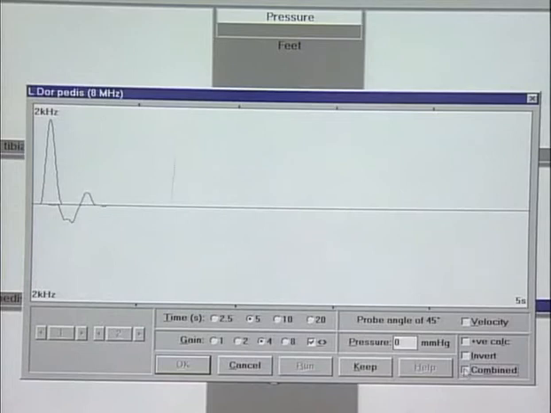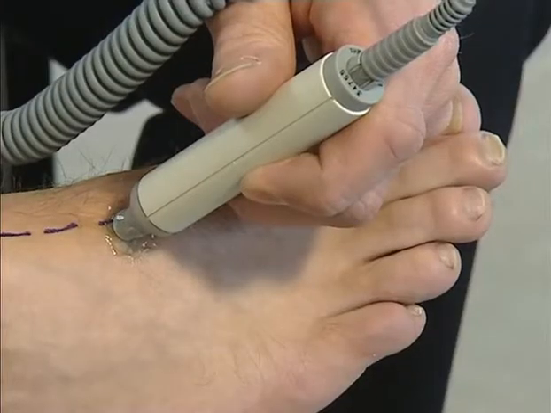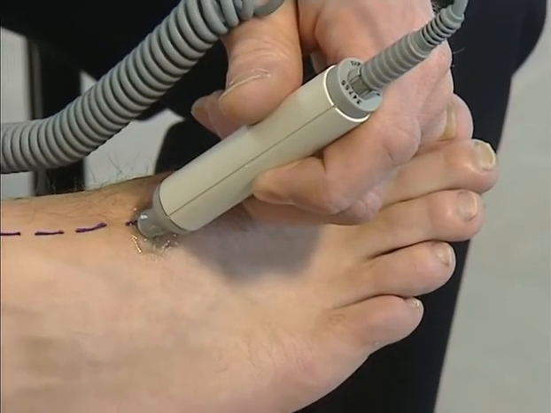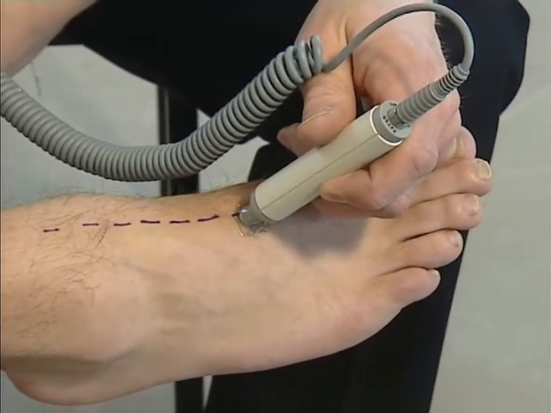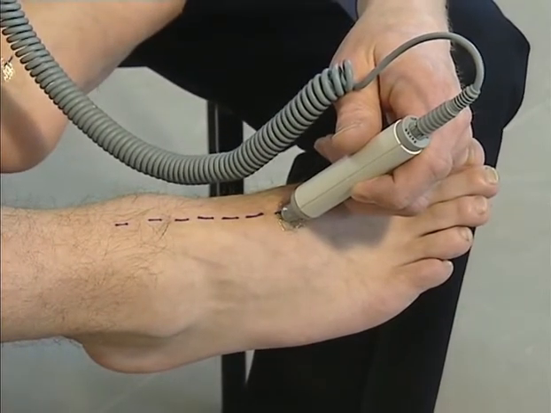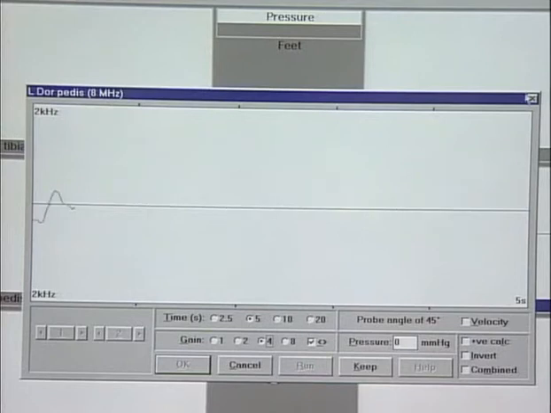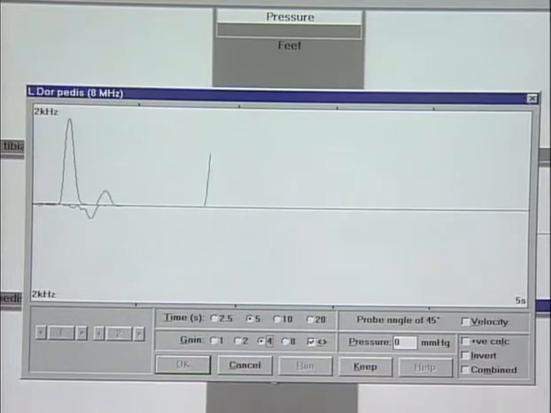The waveforms are fairly easy to interpret, remembering that the trace above the baseline represents forward flow and the trace below the baseline represents reverse flow when the probe is pointing towards the heart. Let's listen to that signal. You'll notice that it has a typical phasic characteristic. Now, in a normal, healthy person, the arterial signal is said to be tri- or biphasic, which means it has either 3 distinct beats or 2 distinct beats.